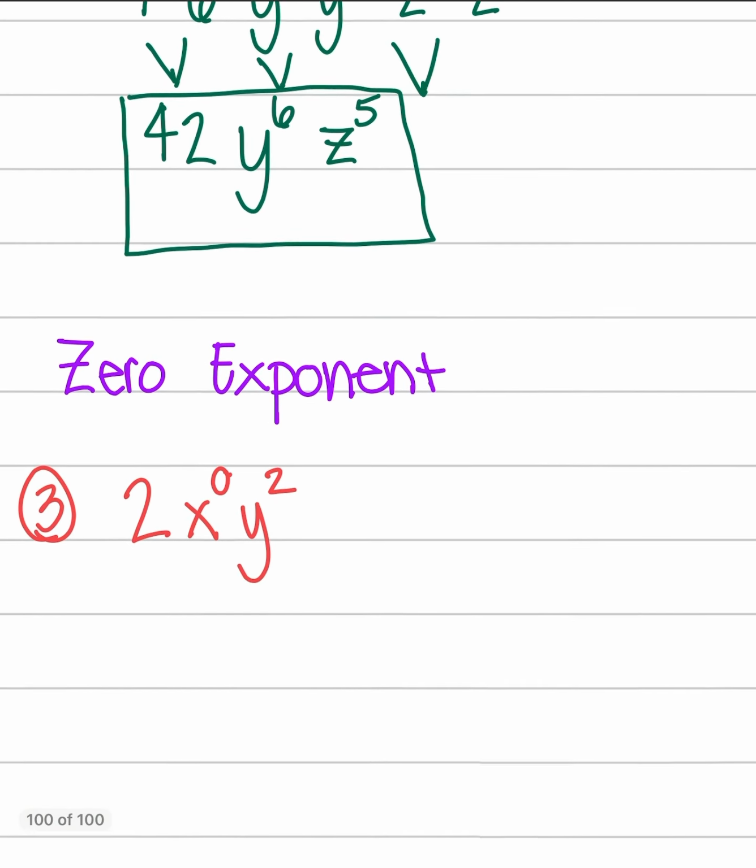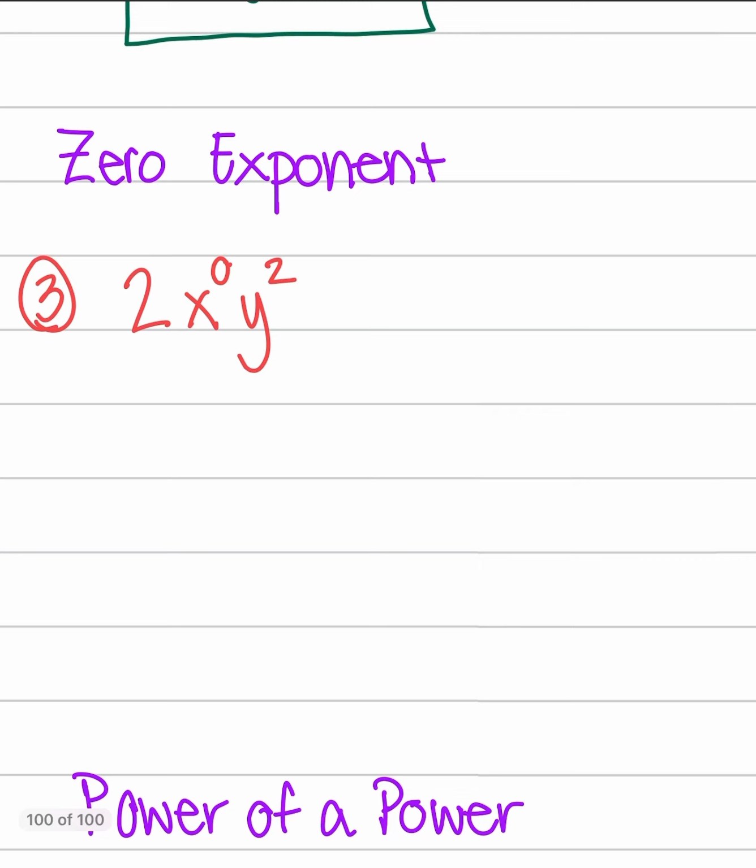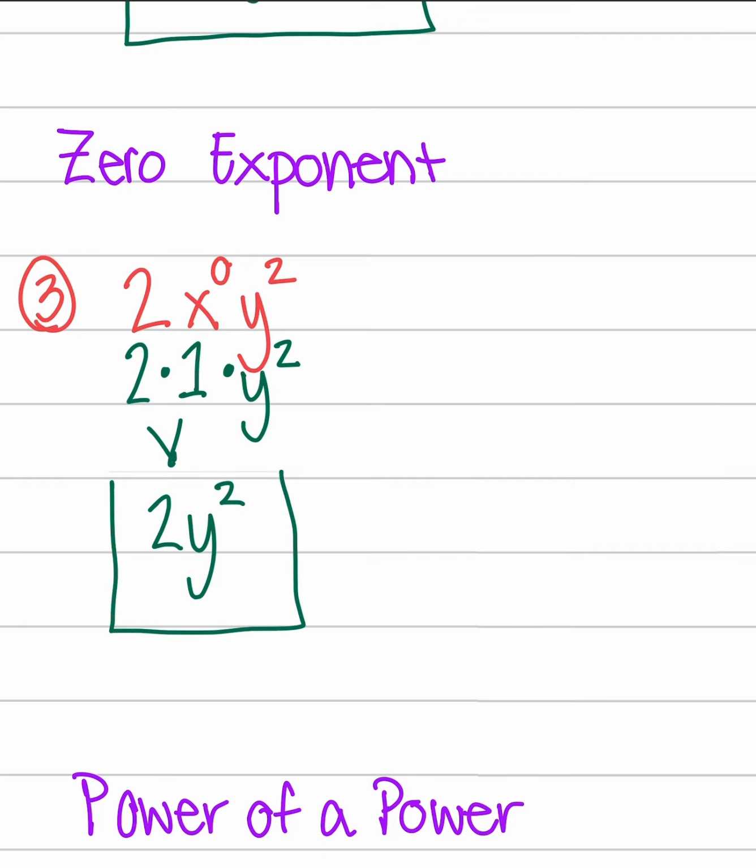Next one we're going to talk about is the 0 exponent. We have a 0 exponent that tells us that anything raised to the 0 power is 1. So when I rewrite that exponent, x to the 0 power is going to give me 1. And then looking at my expression, there are no terms that have the same base, so I can't combine those anymore other than saying that 2 times 1 is 2. So my final answer would be 2y squared.